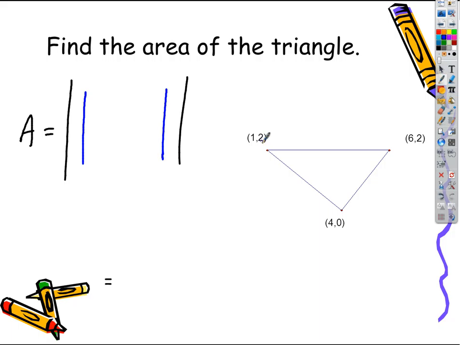Okay, I could use this point. That's fine. Then I'd get what? 1, 2, 1, right? Because the third column's always just ones. What's the second row going to be? 6, 2, 1. Last row, 4, 0, 1. And those rows could be in any order, it doesn't matter, right? But they just have to be self-consistent. So, see what we get.